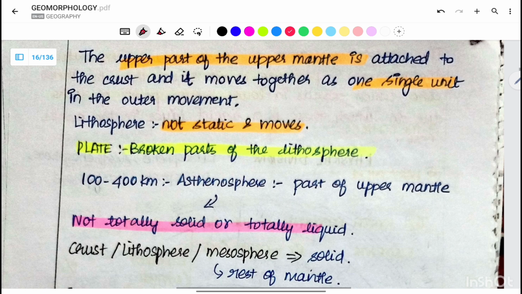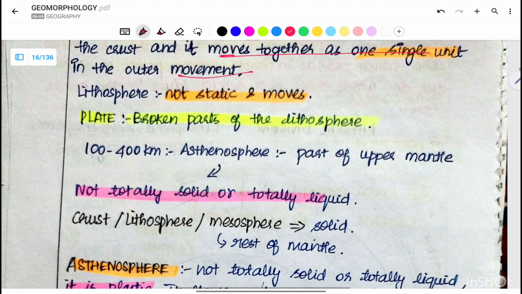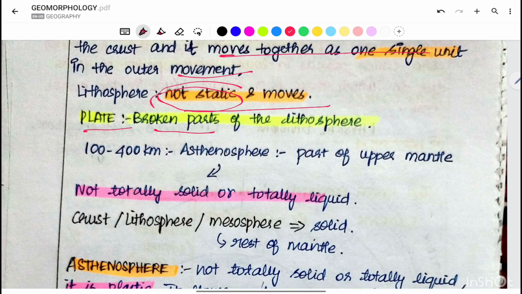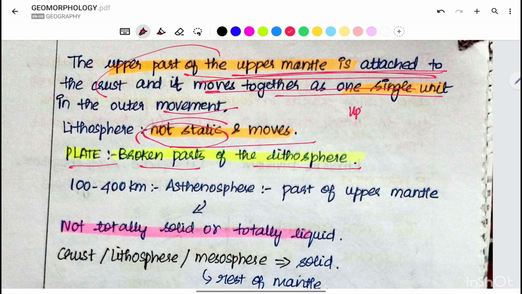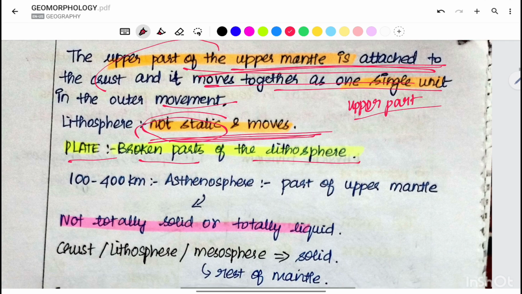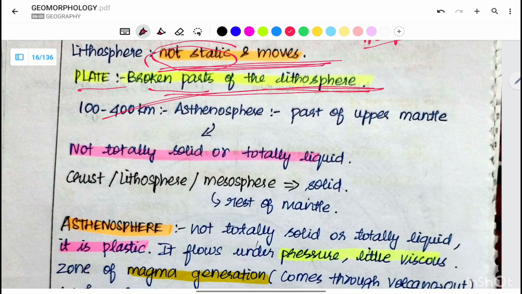The upper part of the upper mantle is attached to the crust, and it moves together as a single unit in the outer movement. Lithosphere is not static, it moves. Plates are broken parts of the lithosphere, right? The lithosphere is not static and it moves. The plates are broken parts of the lithosphere.